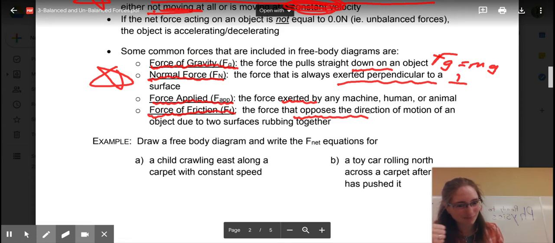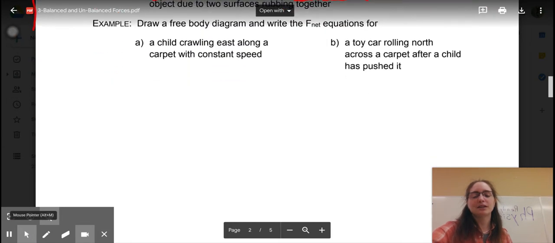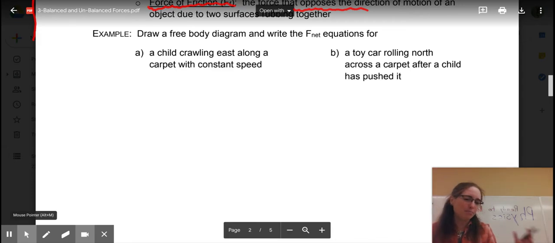All right, so the next thing we're going to look at, ladies and gentlemen, are some examples of how to draw these free body diagrams and how to start making our Fnet equations. Please bear with me. Drawing on this thing is kind of tricky, so I'm going to do the best I can. When you're drawing your Fnet, your free body diagram, we need the object. I like to draw a box as an object because I'm no artist. You don't have to be an artist to do physics.